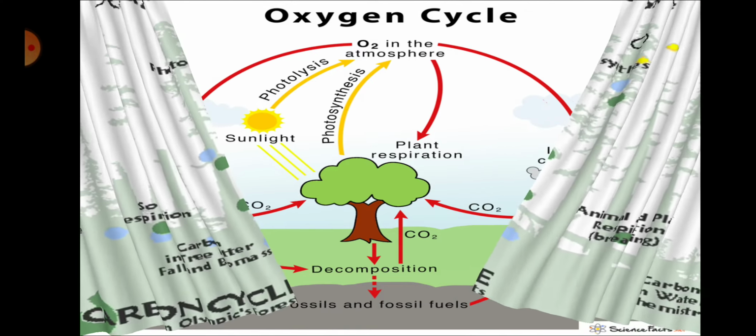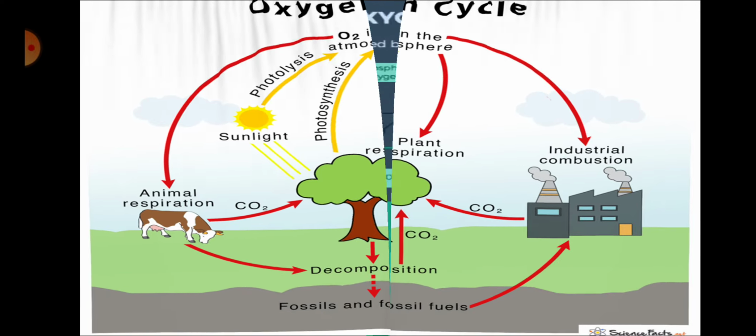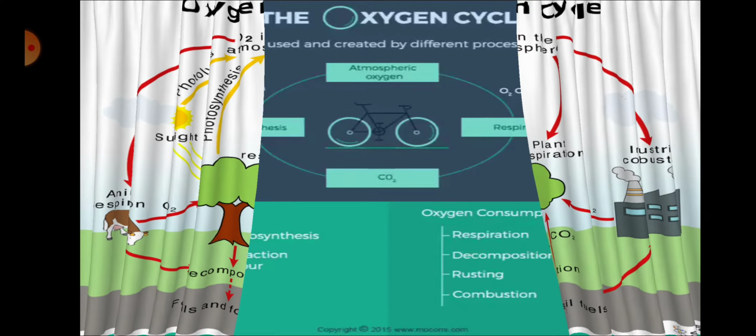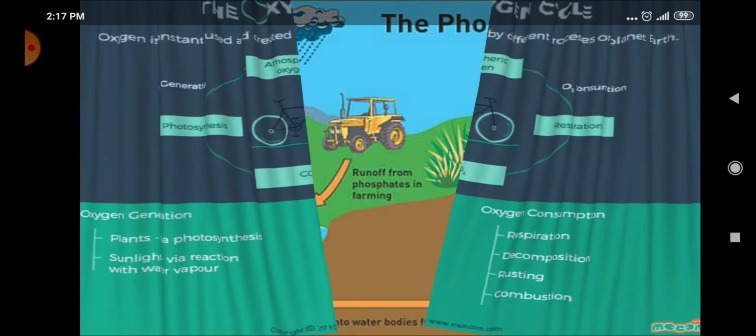The oxygen cycle is also the same as the carbon cycle, or you can say the carbon dioxide cycle. Animals and human beings respire and take in oxygen, and plants liberate oxygen. This way the oxygen cycle is going on by respiration and photosynthesis, decomposition, rusting and combustion. Oxygen is consumed, and by photosynthesis and from water vapors, oxygen again comes to the atmosphere.